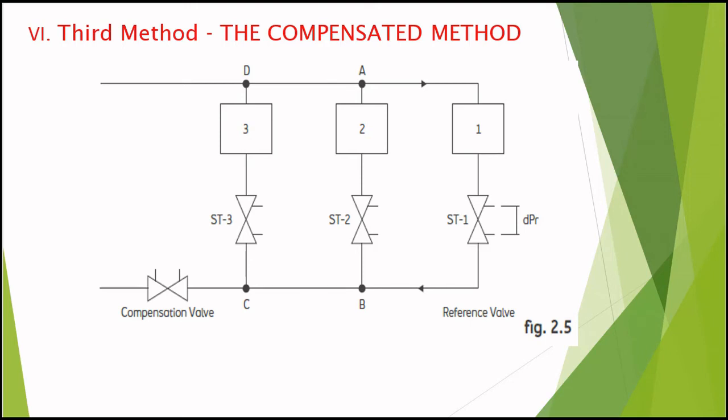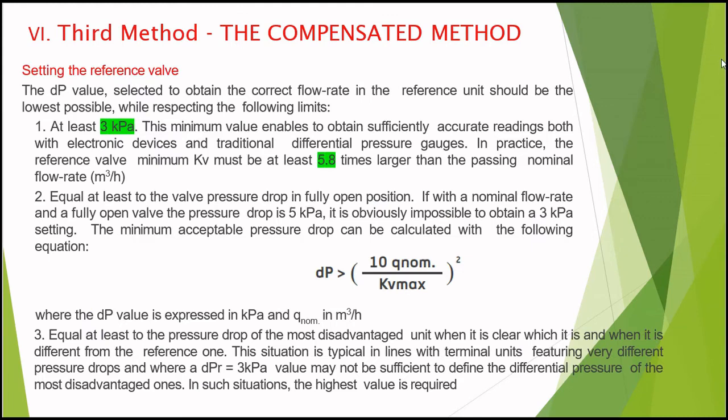Now, the branches as well as the columns can be balanced between each other according to the same system. Setting operations must be performed starting from the furthest unit from production, the reference valve, and moving to the nearest unit. Setting the reference valve: the DP value selected to obtain the correct flow rate in the reference unit should be the lowest possible, while respecting the following limits.